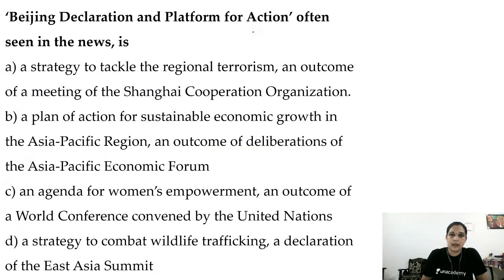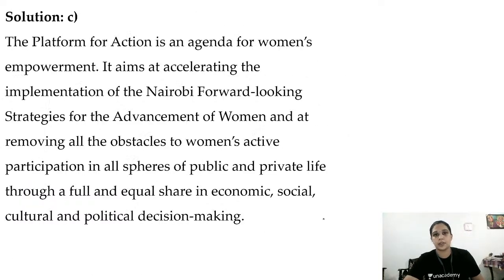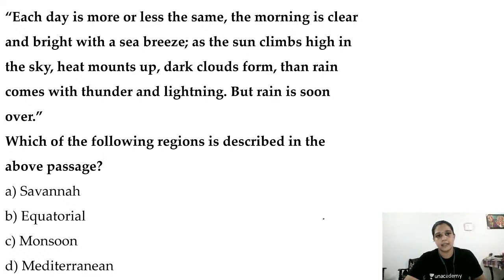Beijing Declaration and Platform for Action is often seen in news. This is again current affairs. So the answer is C, Agenda for Women Empowerment, outcome of World Conference convened by United Nations. Again current affairs. You should know current affairs to answer these questions.